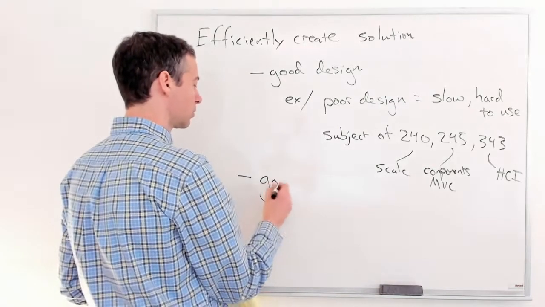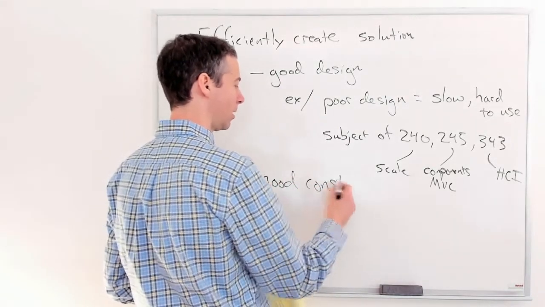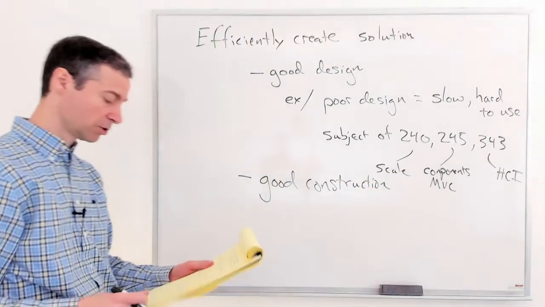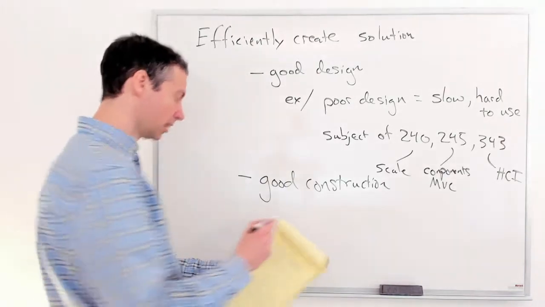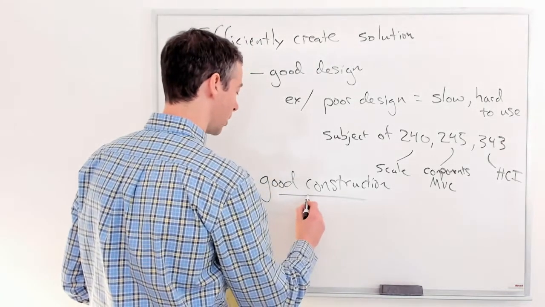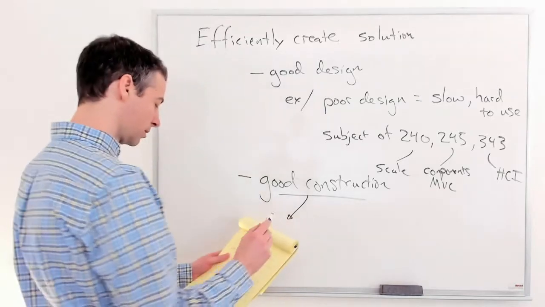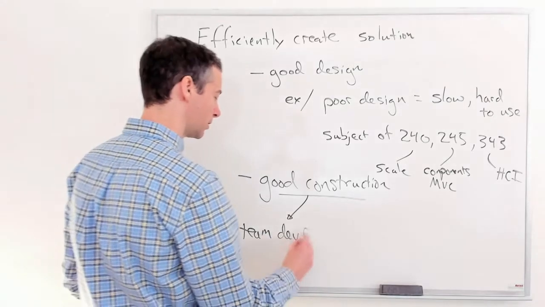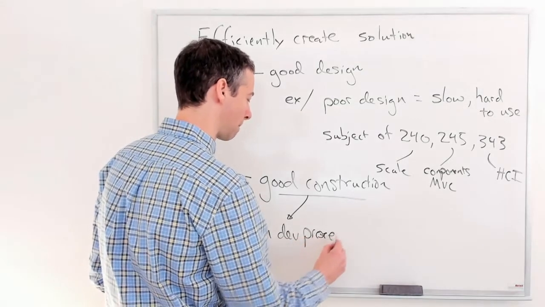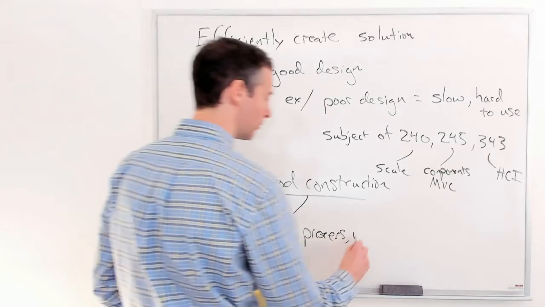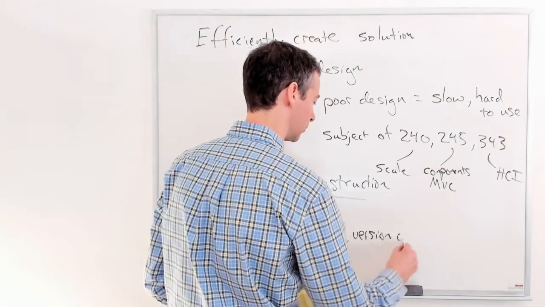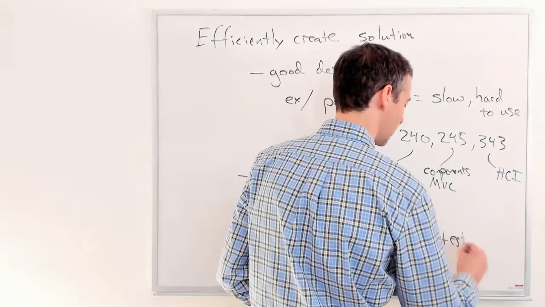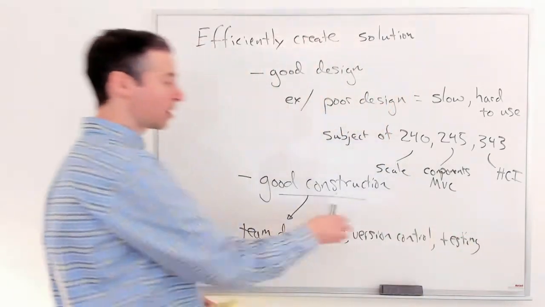But we also need good construction. And so how do we build it so that it's a high quality solution? How do we do this in an efficient manner? So we will talk quite a bit about this. This is basically when we're going to be talking about things like the team development process. We're going to talk about, again, version control. And we're going to talk about testing. So these are the things that we'll talk a lot about in 342.